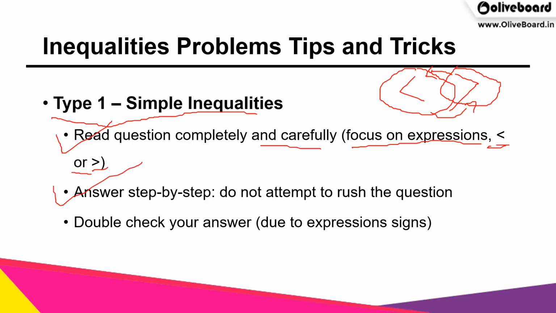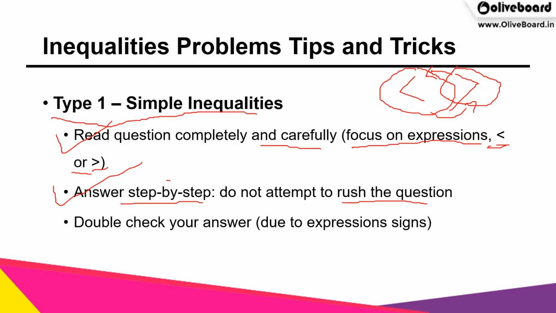The second thing is you have to answer step by step. Of course, you cannot rush the question. As I said, it is not like simple interest or compound interest where you can just plug in the value P into R into T by 100 and get the answer. It's not like that. You have to go step by step. If you try to solve it in a rushed manner, there's a chance that you will make an error. Yes, you can solve it quickly, but make sure that you're not skipping any step.